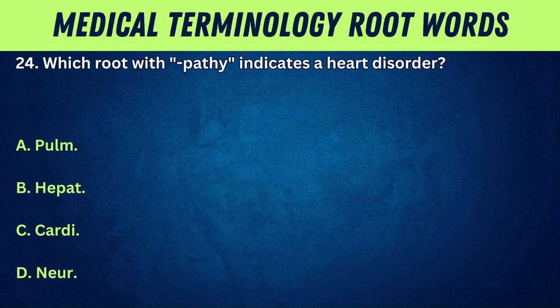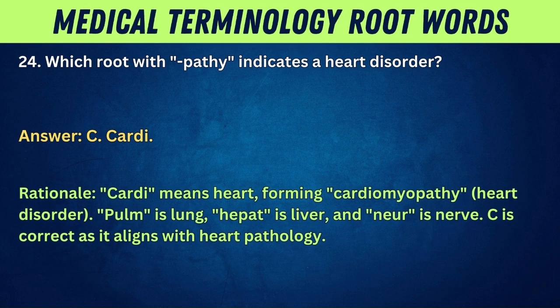24. Which root with pathy indicates a heart disorder? A. Pulm. B. Hepat. C. Cardi. D. Nor. Answer: C. Cardi. Rationale: cardi means heart, forming cardiomyopathy, heart disorder. Pulm is lung, hepat is liver, and nor is nerve. C is correct as it aligns with heart pathology.